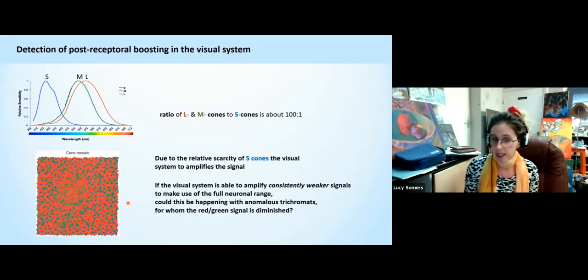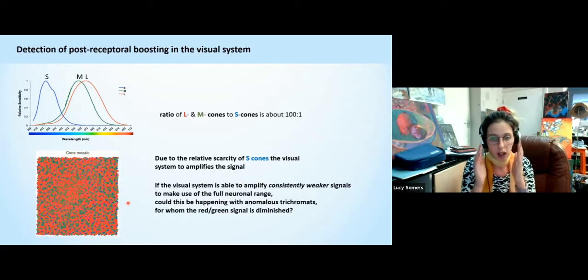So if the visual system is able to amplify any consistently weaker signals, is it possible that with colorblind individuals where the red-green discrimination is consistently diminished, the visual system is able to amplify these?